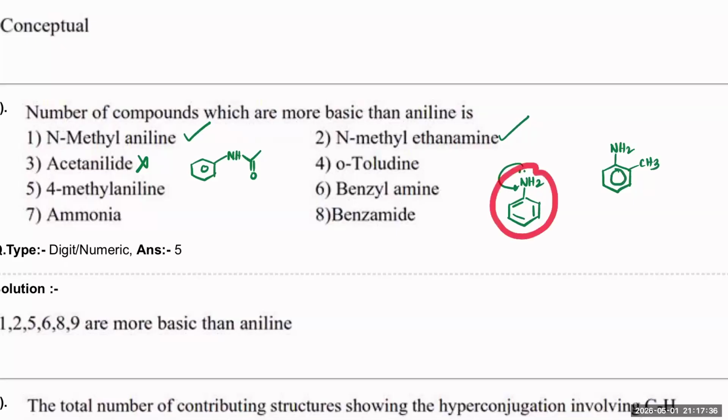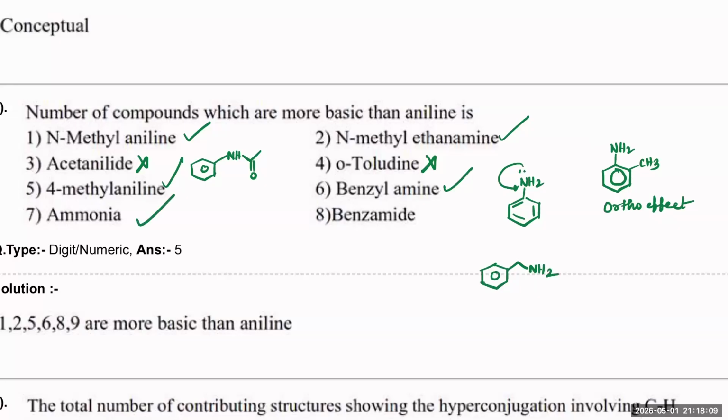If you compare these two, it appears like methyl is donating, but on the other hand, it is causing something called the ortho effect. Because of the ortho effect, it would be less basic. 4-methyl aniline, definitely this will not have any ortho effect, so this will increase the basic character. Benzylamine, localized. Benzylamine means like this, we have a CH2, then NH2, so it is localized electrons. Ammonia, definitely more basic. Benzamide, again, it is an amide form, so definitely least basic of all. Got it? So five are the compounds which are more basic.